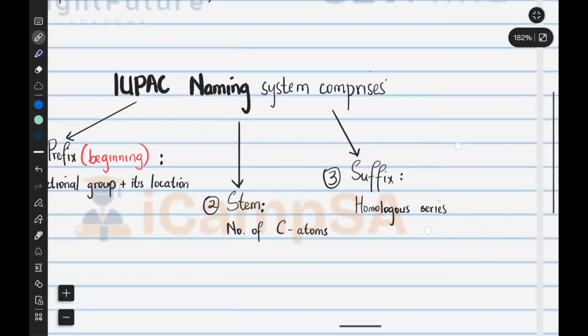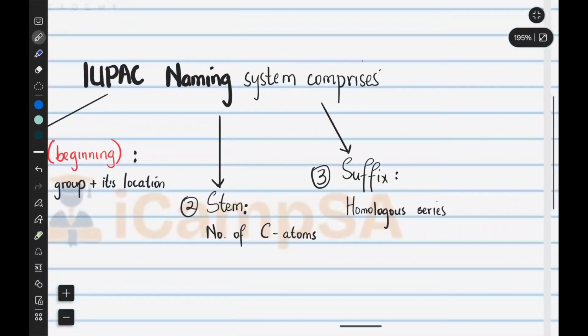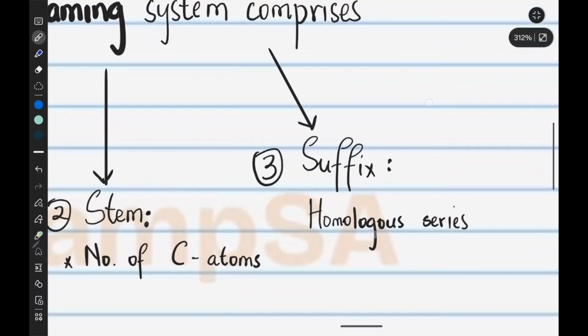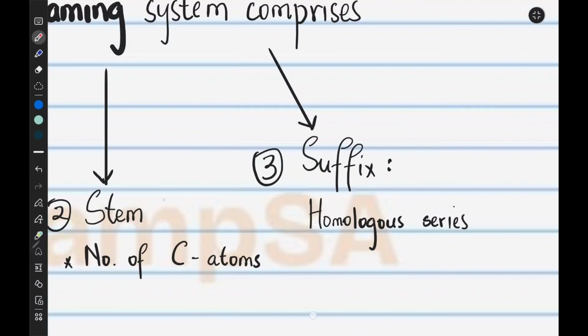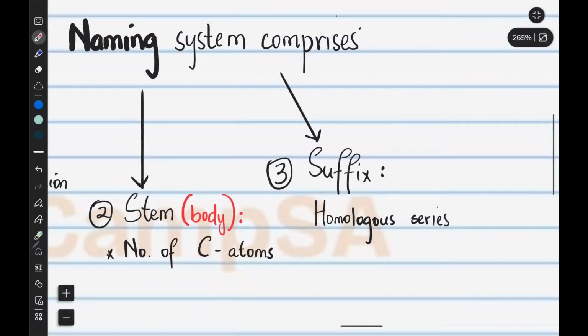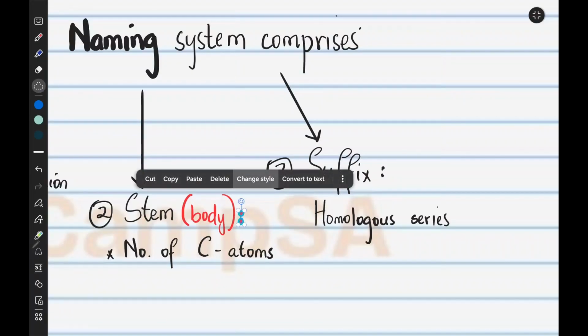All right, and then the stem is what we would call the body in layman terms. So this is just the body. Right, and then the body will tell us the number of carbon atoms in that carbon chain, that continuous carbon chain. Usually we look for a continuous carbon chain.